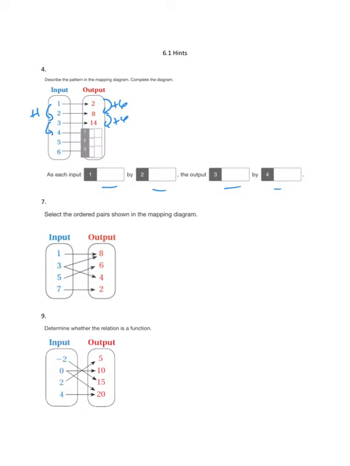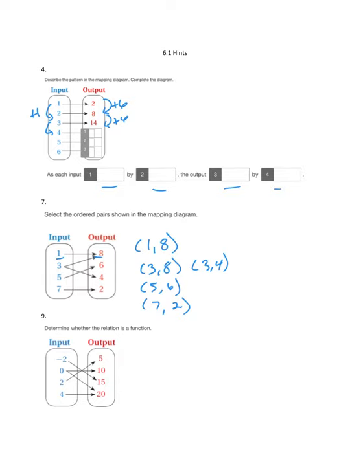Number 7, you're selecting the ordered pairs shown in the mapping diagram. So you have several to choose from in your big ideas, but I'm just going to list them here. If the input is 1, the output is 8, so that's the ordered pair 1, 8. If the input is 3, the output could be either 8 or 4. So 3, 8 and 3, 4. That tells us that this is not a function. Okay, if the input is 5, the output is 6, and if the input is 7, the output is 2. So those are the ordered pairs shown on the mapping diagram.